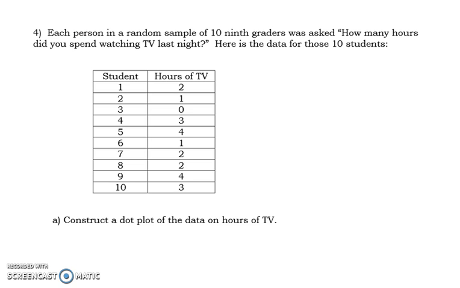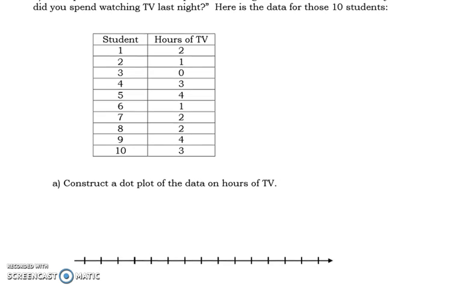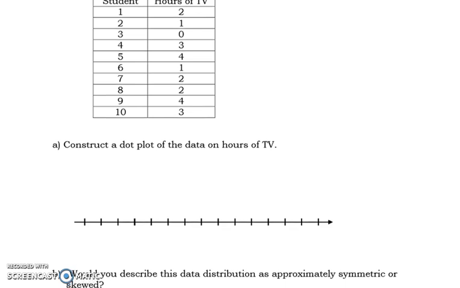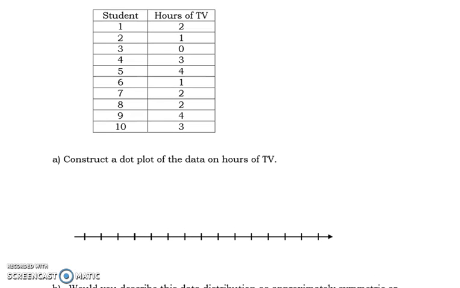Okay, number 4. Each person in a random sample of 10 ninth graders was asked, how many hours did you spend watching TV last night? And here's data for those 10 students. So one student said they spent 2 hours, another student said they spent an hour, another student didn't watch any TV. And part A says construct a dot plot.